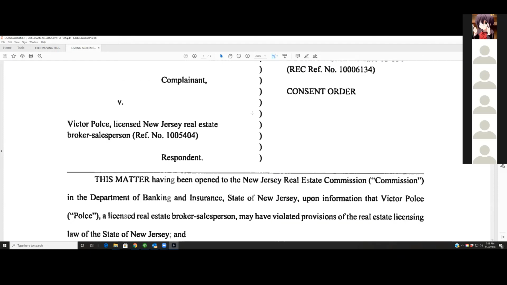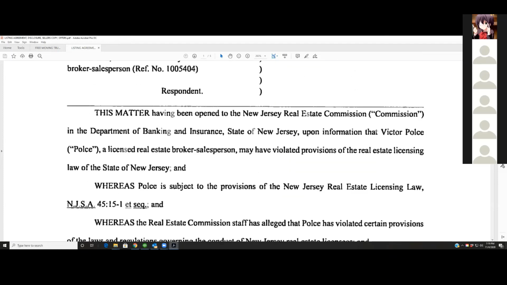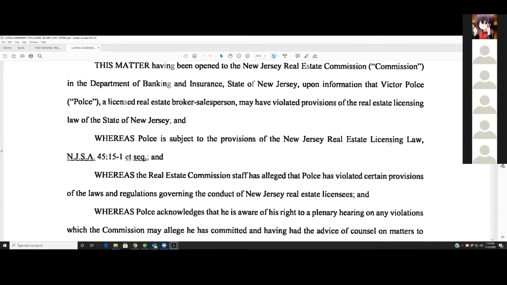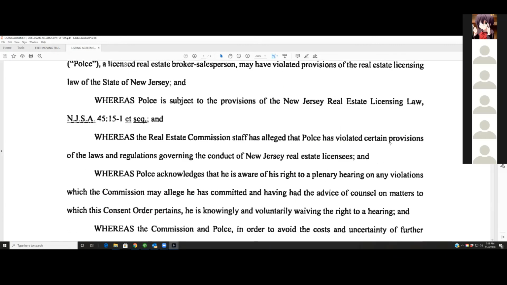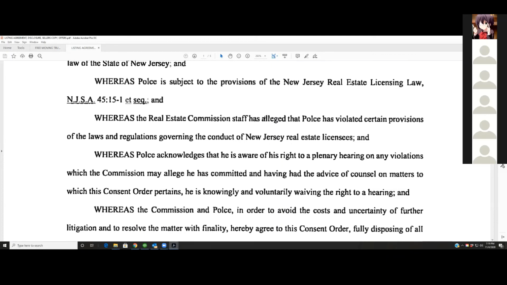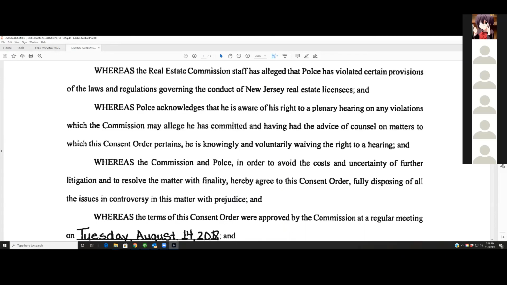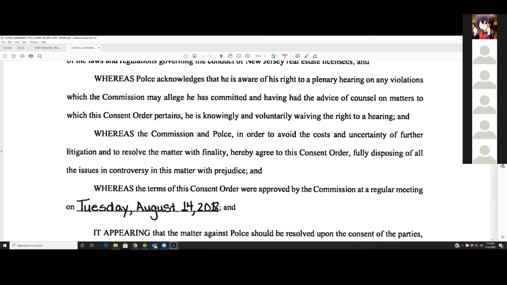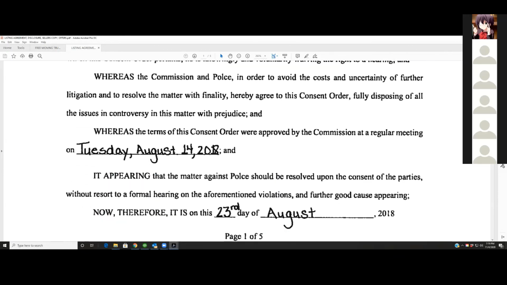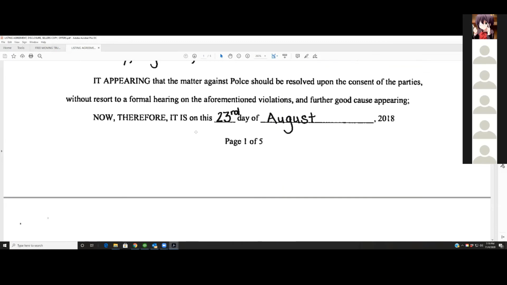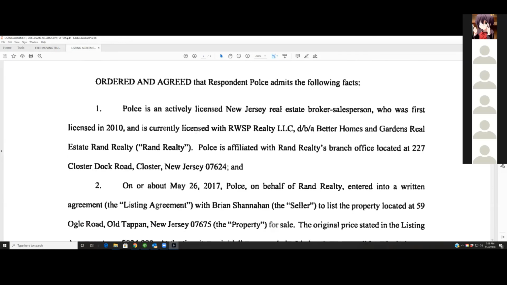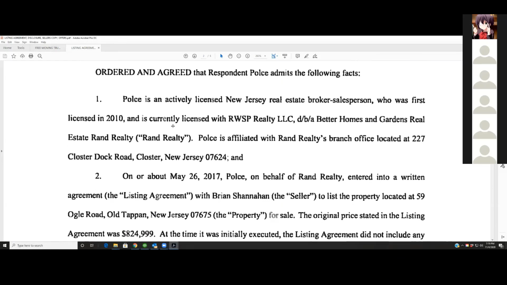Victor Polche, licensed New Jersey real estate broker salesperson. All right, let's see what he did. The real estate commission staff alleged that Polche violated certain provisions of laws and regulations. Let's see what he did. All right, order, and okay, here we go. License 2010, current license with RWSP Realty, Better Homes and Gardens Real Estate.